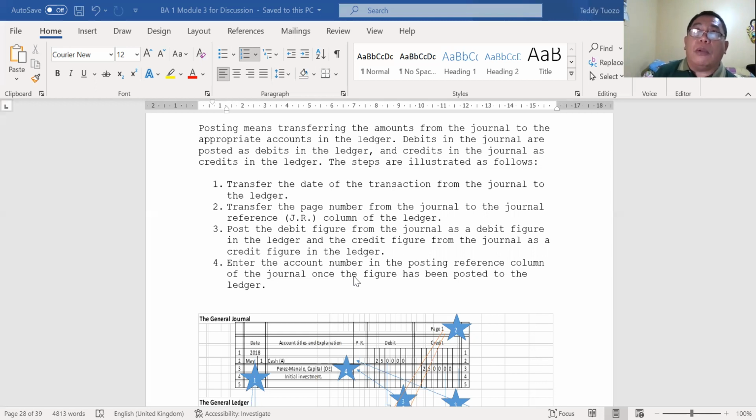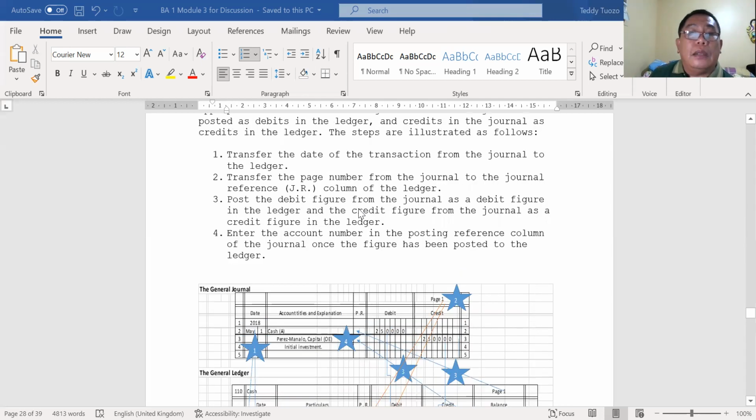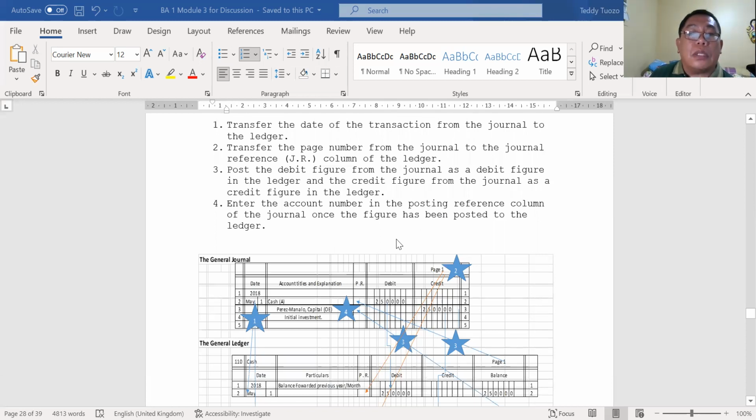That's why, let's say, if it runs up to 12 months, of course, the cash entry may be on the last page, or just on the first page, or in the middle page. Things like that. So you also need to identify what page your entry is on, the reference of your entry for that account. Okay? And then post the debit figure for the debit column and the credit figure for the credit column in the ledger. Then enter the account number in the posting reference column of the journal once the figure has been posted to the ledger.